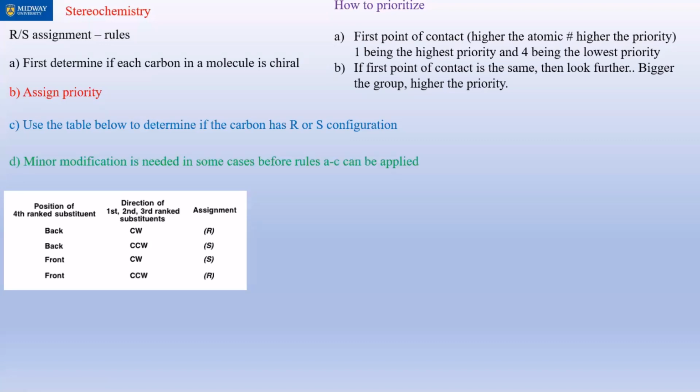In some cases, a minor modification is needed before you apply ABC. And I'll explain that as well with a case example. Okay, it's called a single swap rule. Okay, so these are the rules. So ABC is primarily the rule. In some cases, you would have to do some modification before, or you can do rule A and then you have to do a modification and then do rules B and C. It doesn't matter. So that's why I kept it as minor modification, then rules A to C.